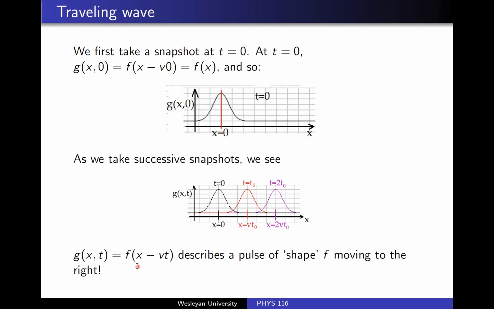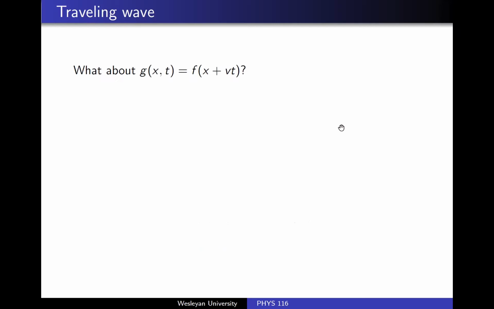So replacing x with x minus vt gives you a function with the same shape, but now one that moves to the right as time passes. What about if we had x plus vt? This describes a pulse traveling to the left.